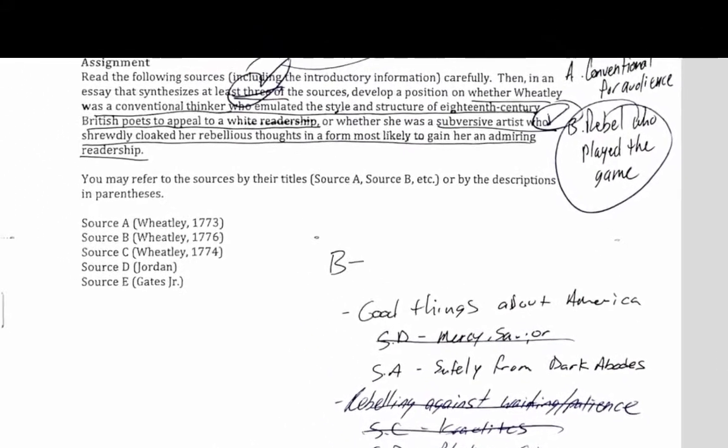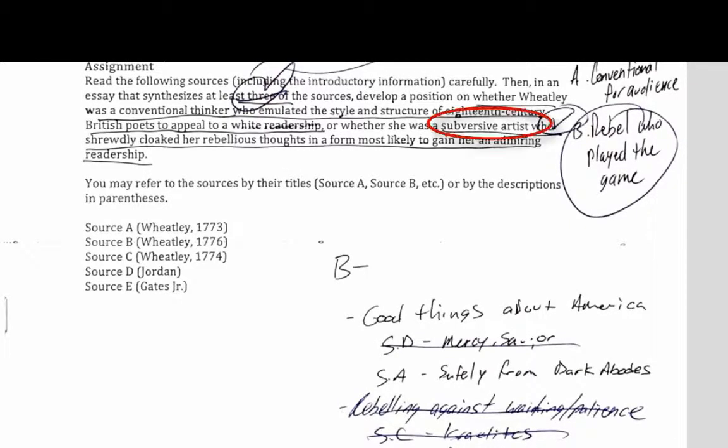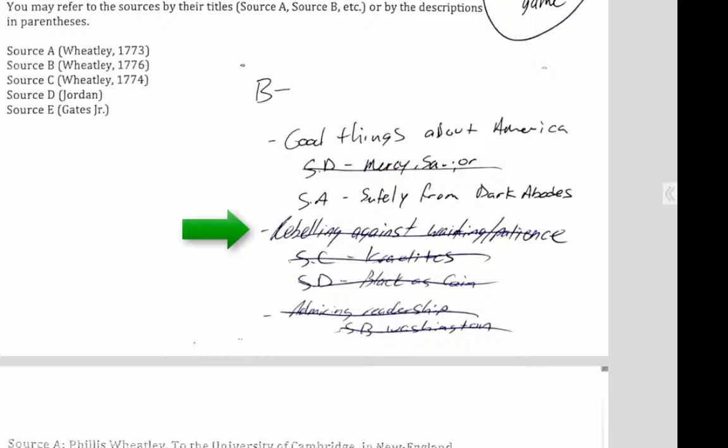So I've done everything the prompt is asking me. Was she a subversive artist who shrewdly cloaked her rebellious thoughts in a form most likely to gain her an admiring readership? So I've got the rebellious thoughts, I've got the admiring readership, and I'm adding in there were some good things she's found about America.